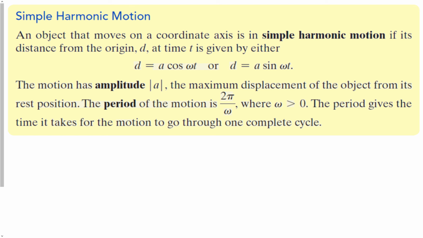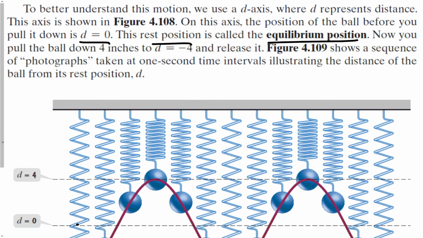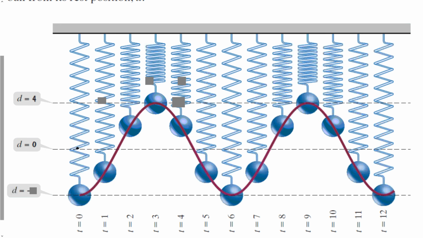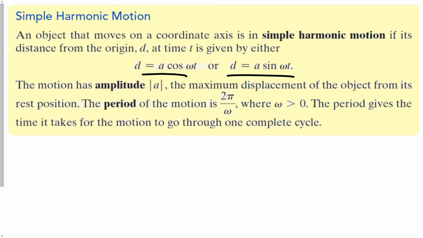So with simple harmonic motion, don't get too crazy here, right? The distance from an origin is given either with a cosine or a sine function. This one, I would have used a cosine function, inverted, reflected, because it started at a minimum. If it started at 0, you would use a sine function, okay? But you can use either one. You just have to phase shift a sine function. The motion has an amplitude of absolute value of a, the maximum displacement from the rest position.